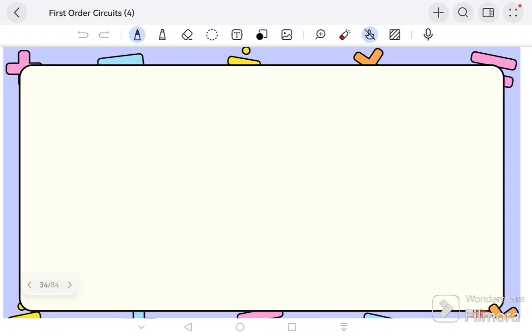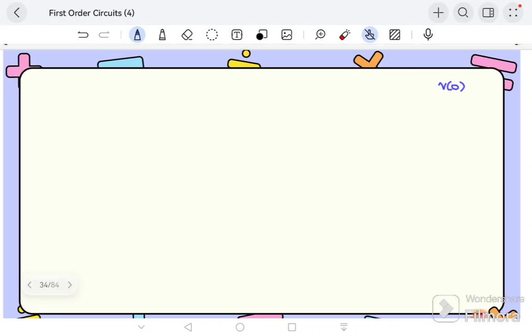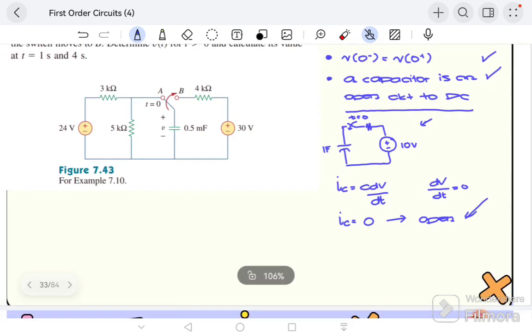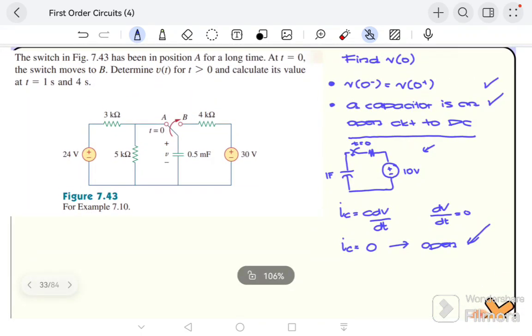So our first goal is to get V sub O. After that, we get V infinity, and then we get tau. Now start with V sub O. Take note, V sub O can be obtained at t less than 0. So let us look at our circuit at t less than 0. The circuit is connected to A, and B is open, meaning the right side is not present.